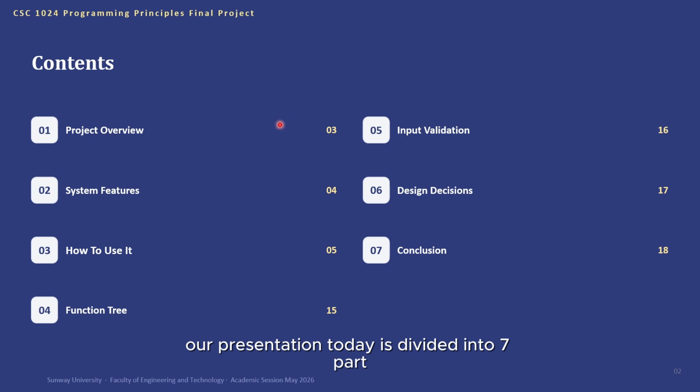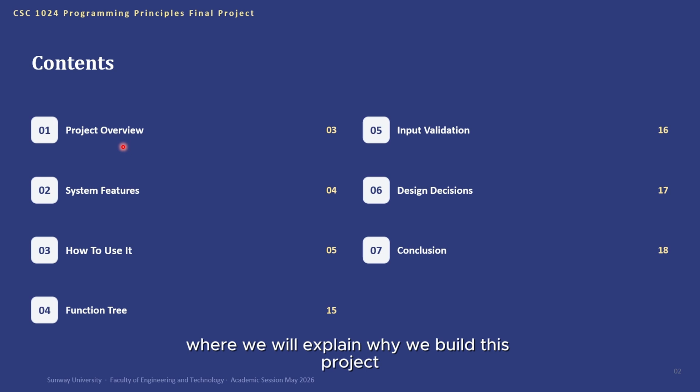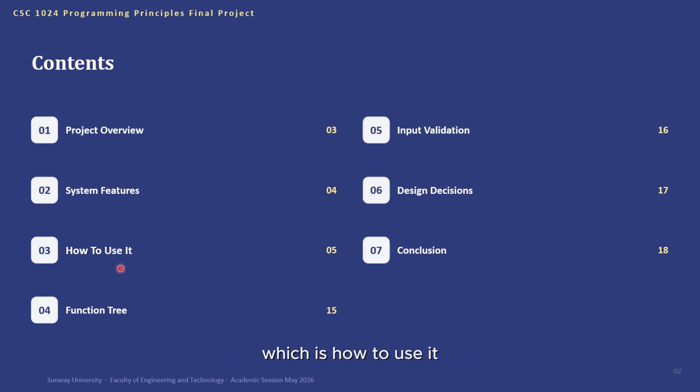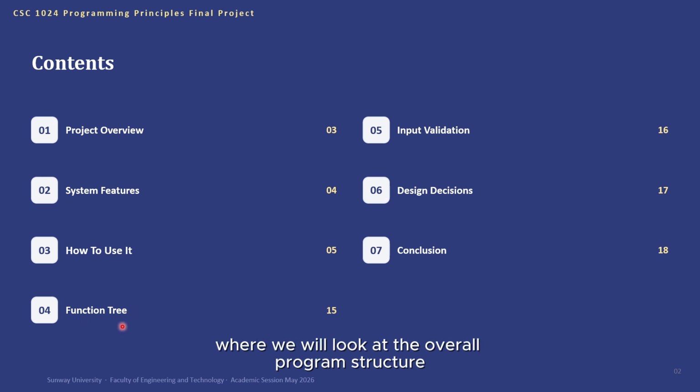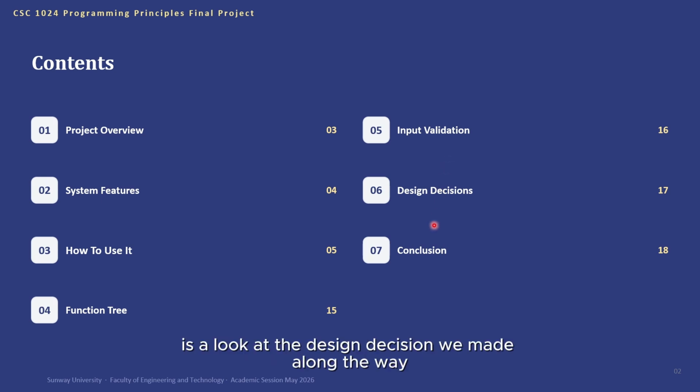Our presentation today is divided into several parts. First is the project overview, where we will explain why we built this project. Second is system features, which covers what the system can actually do. The third part is the main highlight, which is how to use it. I will walk you through the system live and show how each function works. Fourth is the function tree, where we will look at the overall program structure. Fifth is input validation, covering how we prevent users from entering invalid data. Sixth is a look at the design decisions we made along the way. And finally, we will wrap up with the conclusion.